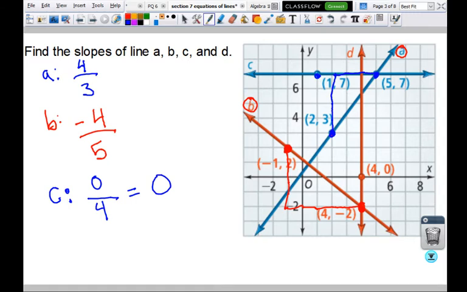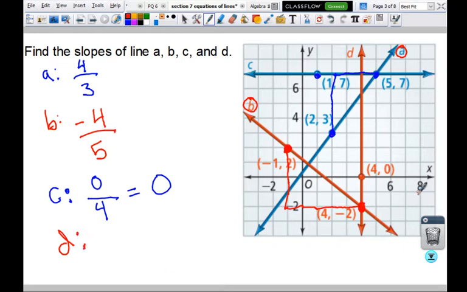If I ever have a completely flat line, my slope is always 0. So if it's ever completely flat, like line C, you don't even really need to do rise over run. You got it. Just say 0. We'll get into those a little bit, not very often. And then line D, the last one here, this is also kind of a sneaky one.